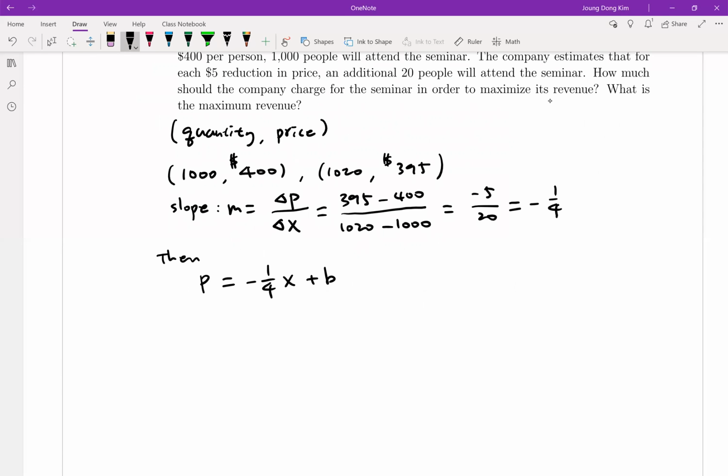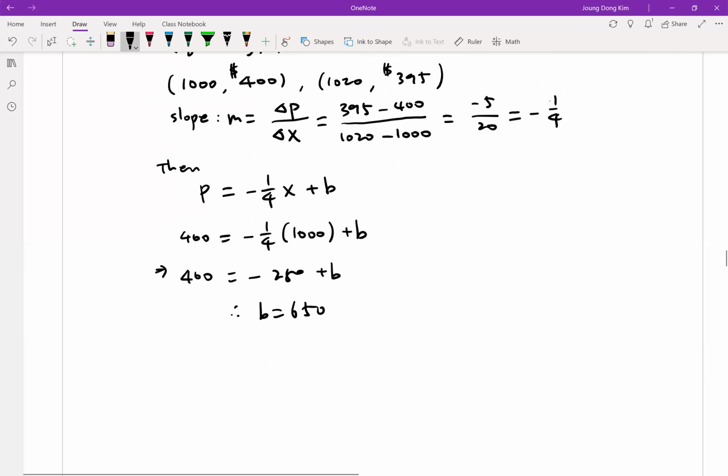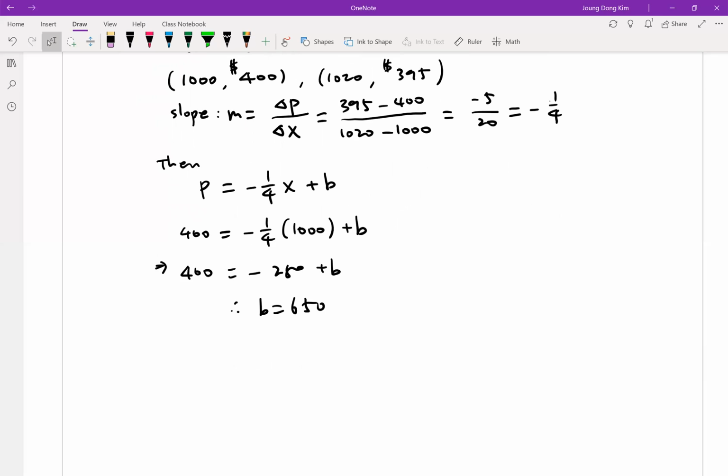So that means 400 equals negative 250 plus B. So your B must be 650. Then we can say my price demand equation is P equals negative 1/4 X plus 650.